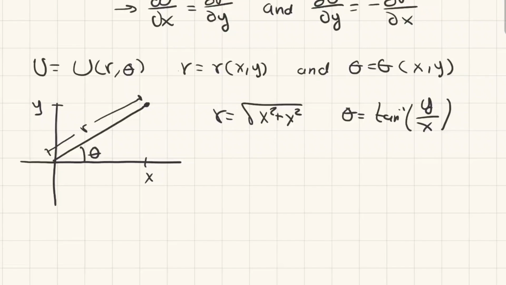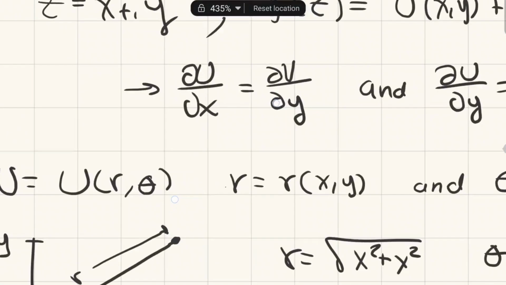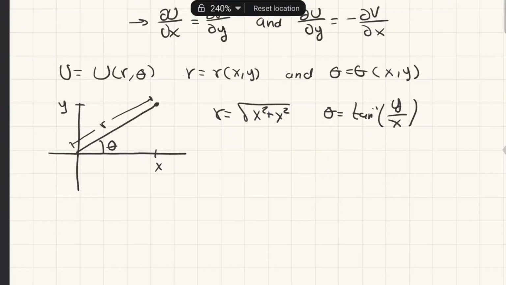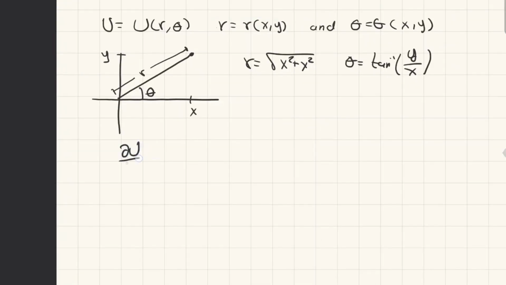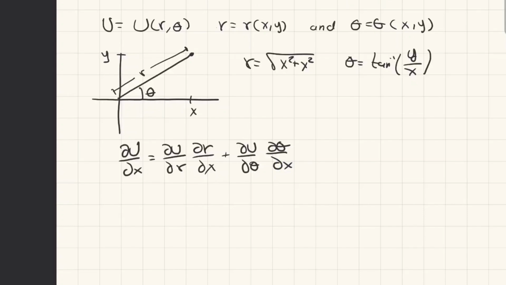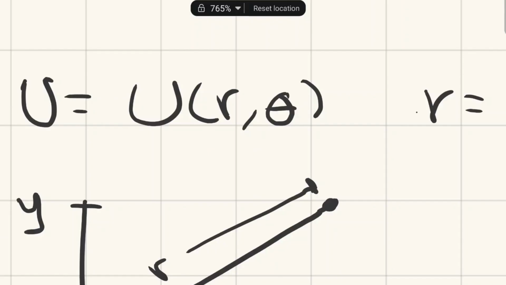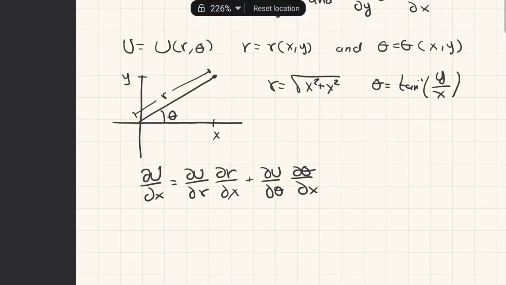Okay, so we are going to start by calculating the derivative of u with respect to x. But now u is a function of r and theta. So we can see that as the derivative of u with respect to x equals the derivative of u with respect to r times the derivative of r with respect to x, plus the derivative of u with respect to theta times the derivative of theta with respect to x. This is by using the chain rule, right? Recall that u is now a function of r and theta, which are functions of x and y.